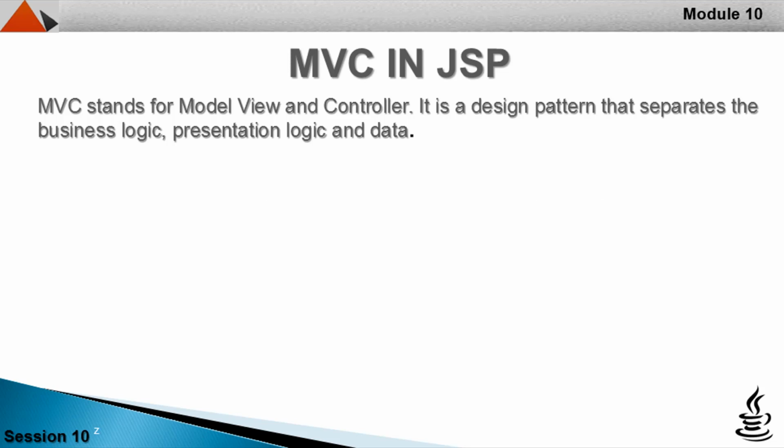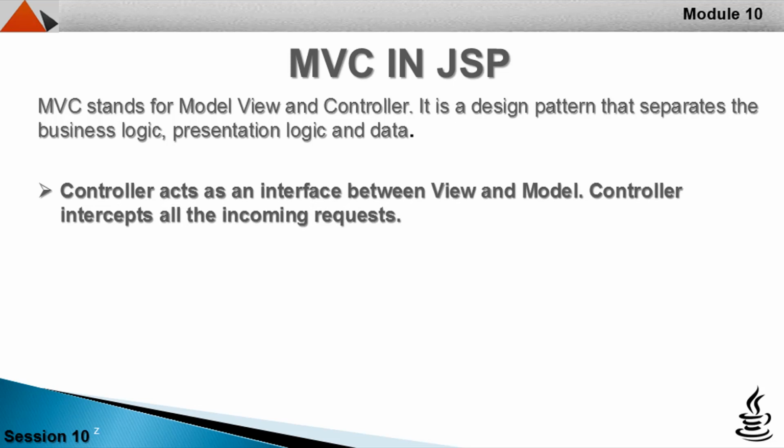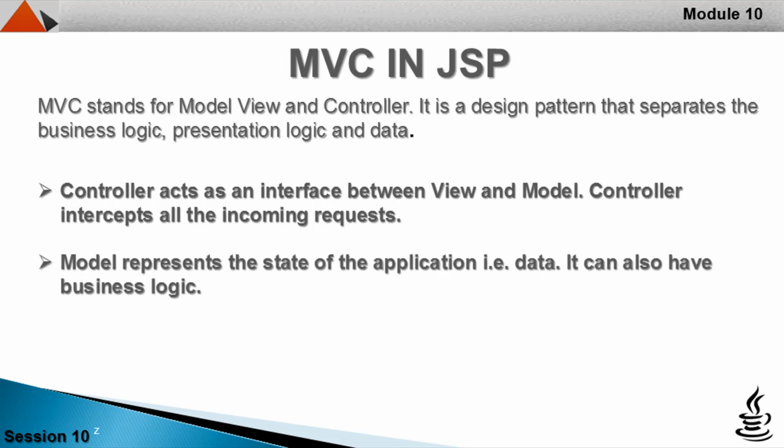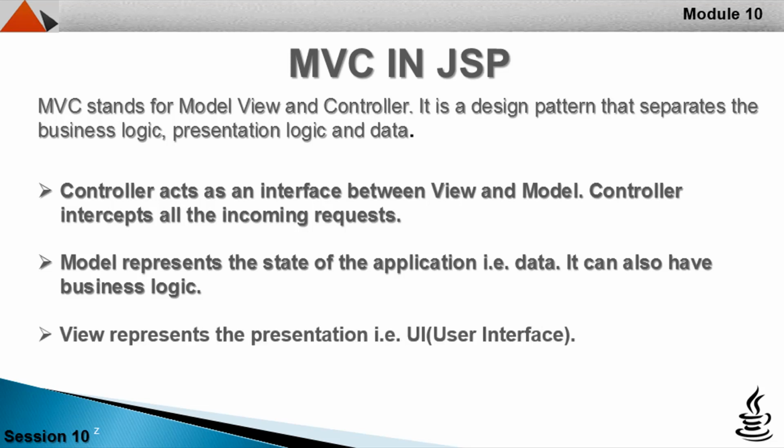Let's see them separately. MVC stands for Model View Controller. It is a design pattern that separates the business logic, presentation logic, and data. Controller acts as an interface between view and model. Controller intercepts all the incoming requests. Model represents the state of the application, i.e. data. It can also have business logic. View represents the presentation, that is the UI, user interface.